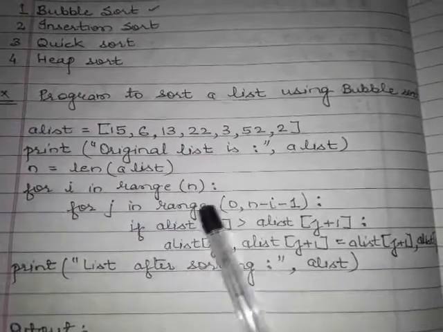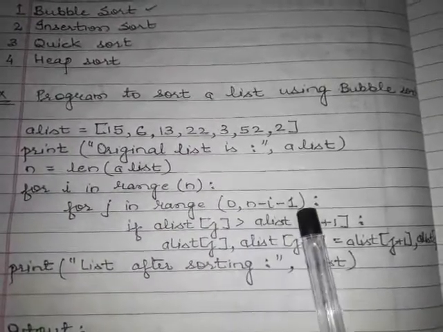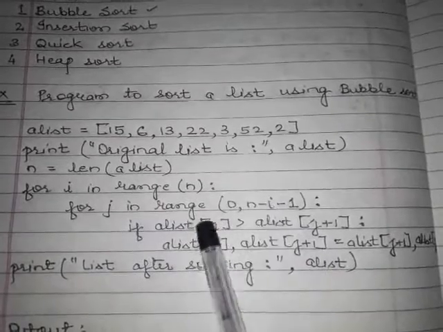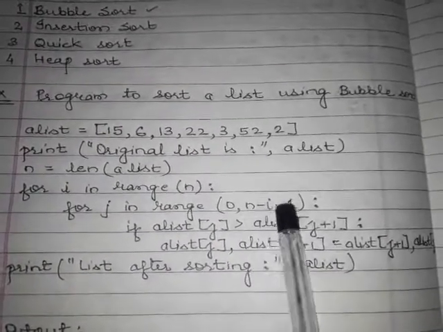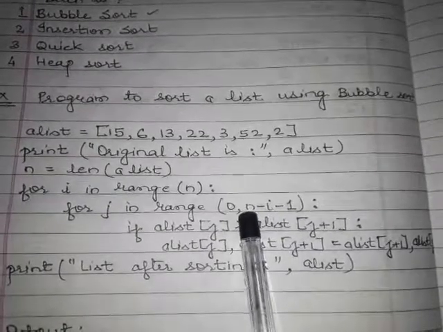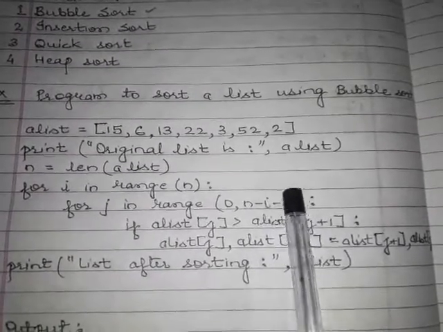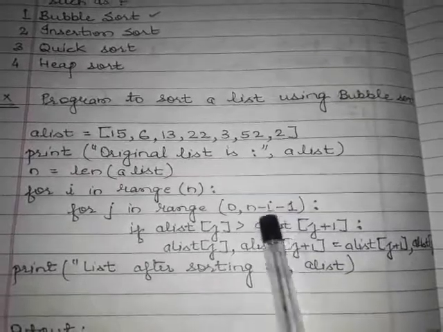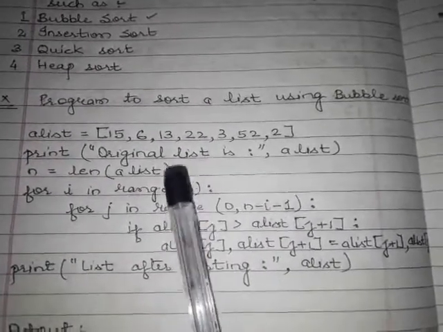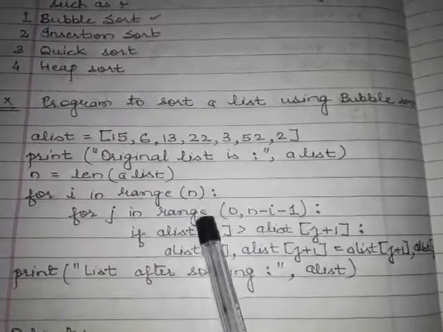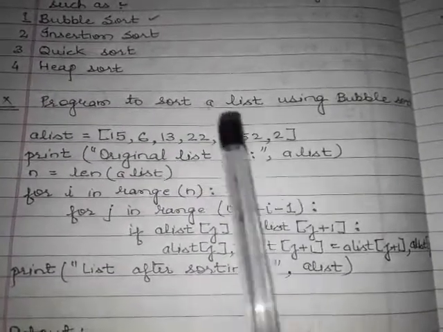For j in range 0 to n minus i minus 1, it means this inner loop will run from 0 to n minus i minus 1. For the first iteration i is 0, so n minus 0 minus 1, where n means 7, 7 minus 0 minus 1 means it is 6. For range, j will run from 0 to 5 for the first time according to this list.